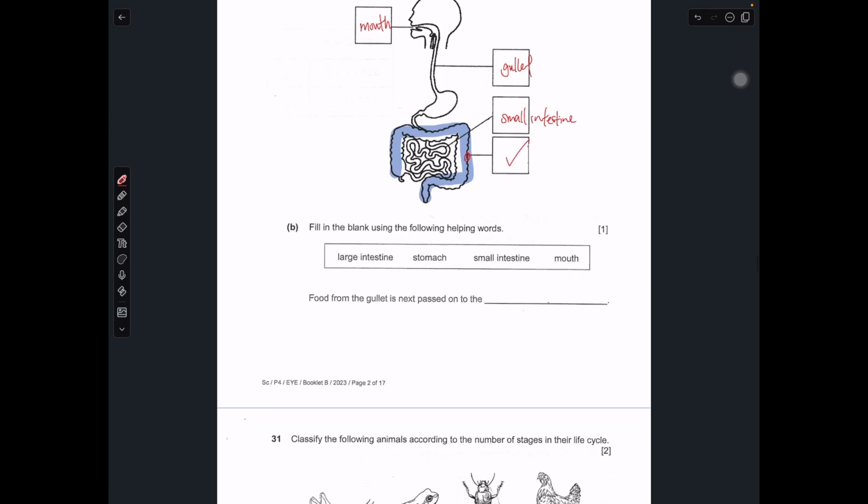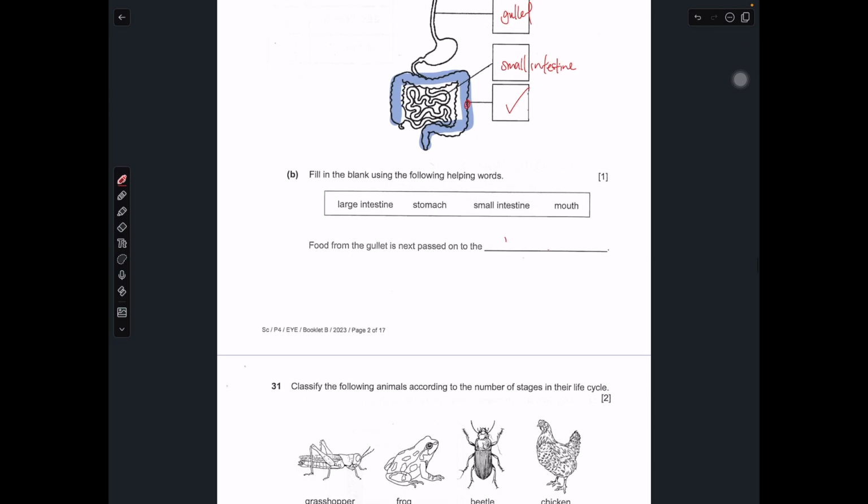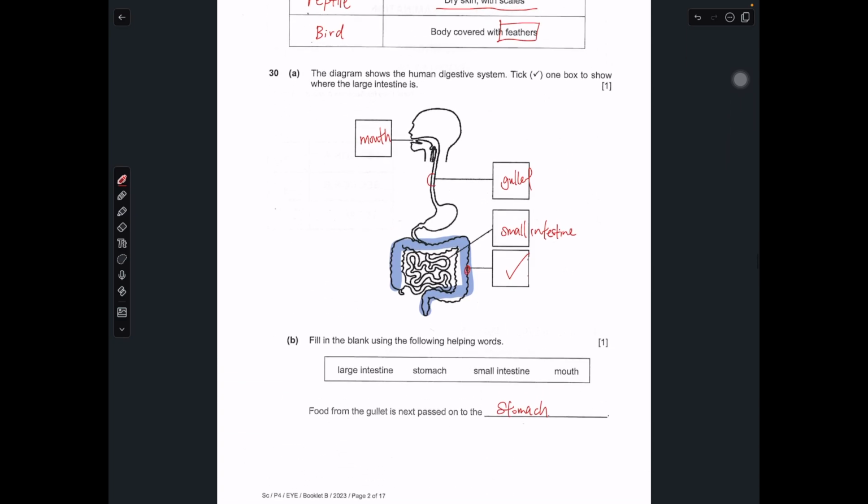Okay, fill in the blank with the following helping word. Food from the gullet is next passed to the stomach. Okay, it will be stomach because the gullet here, next it will go to this part. This part will be the stomach.